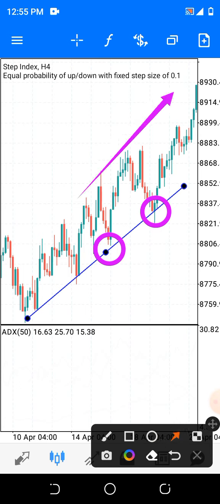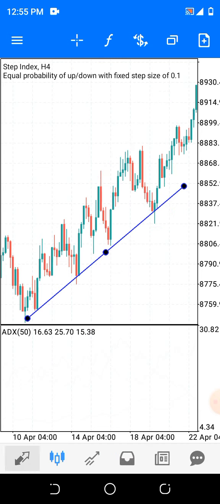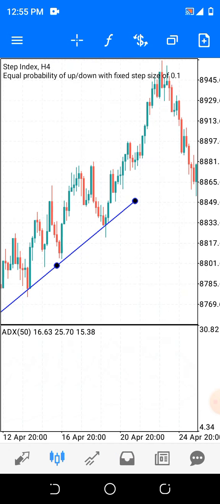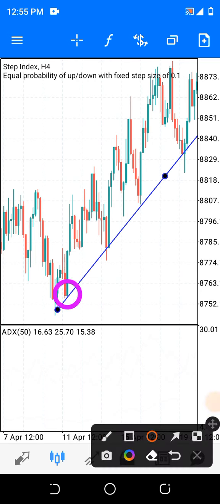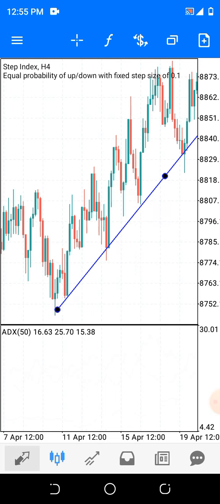Now look at it. See the 2 points, the 2 points you use to establish this trend line. You use this point and this point to establish this trend line, and you waited, and when the price came close to this particular point, you made your entry. Do you understand? So this is a huge profit.